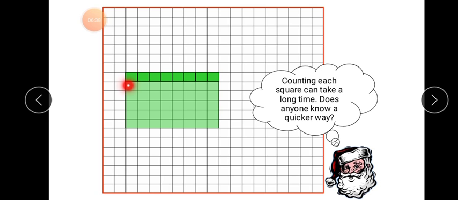So how many squares are there? 1, 2, 3, 4, 5, 6, 7, 8. So the first row has 8 squares. So no need to count all of them. What can we directly do? 8 plus 8 is 16, plus 8 is 24, plus 8 is 32, plus 8 is 40, plus 8 is 48.